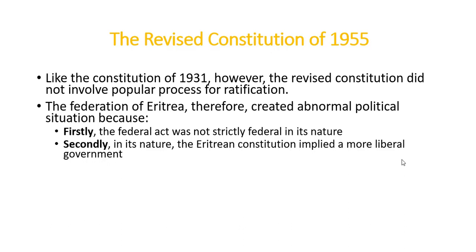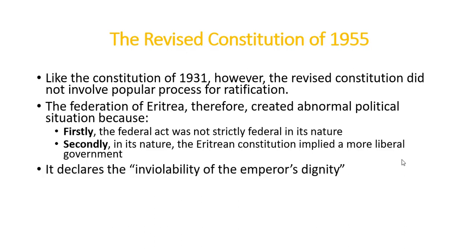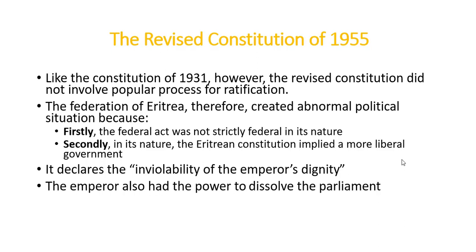The revised constitution more strongly established the absolute power of the monarch, so it declares the inviolability of the emperor's dignity. The emperor could appoint and dismiss government officials in all branches of the government as he wished. The emperor also had the power to dissolve the parliament. Any law could not come into effect unless the emperor approved it. Moreover, his power extended to determining the administrative affairs of the church itself. So in short, the 1955 revised constitution made the power and authority of the emperor absolute and complete in the Ethiopian state and society. So it consolidated the executive, legislative, and judicial power of Emperor Haile Selassie.